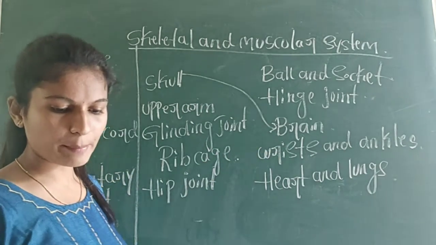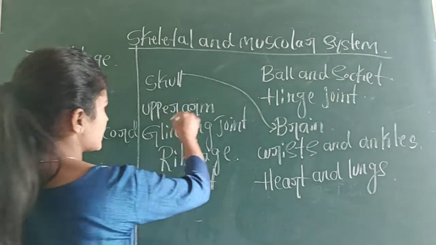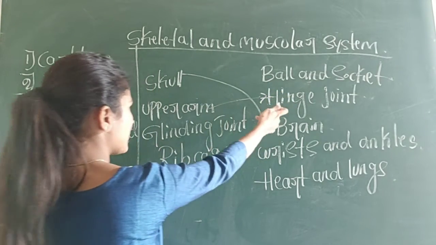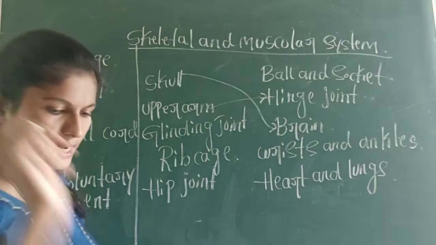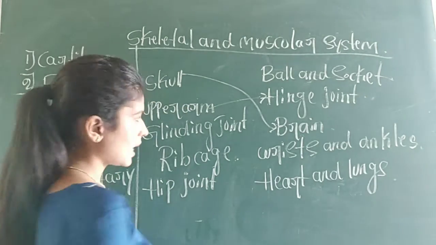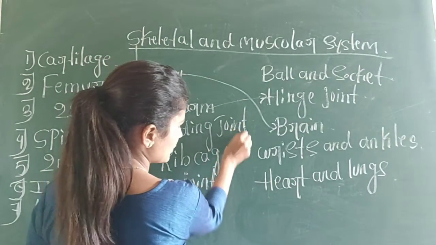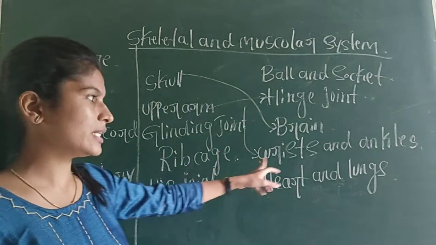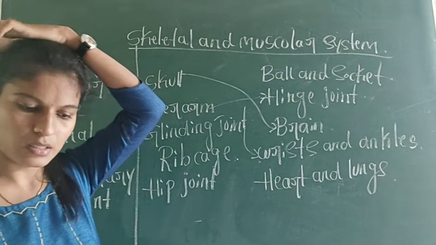Okay. Next, upper arm. Yes, the best example for the upper arm is a hinge joint. Sorry, for the hinge joint, the best example is the upper arm. Okay. Next, bending joint. The answer for the bending joint is wrist and ankle. Because for the bending joint, the best example is wrist and ankle.